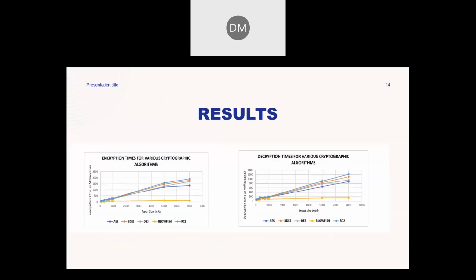Coming to the results, the graphs here show the encryption and decryption times taken for all the algorithms: AES, Triple DES, DES, Blowfish, and RC2. If you look at the graph and consider the lowest time for encryption and decryption, Blowfish has very good throughput in terms of encryption and decryption time, and after that comes AES. So that's the reason I chose these two algorithms for cryptography.